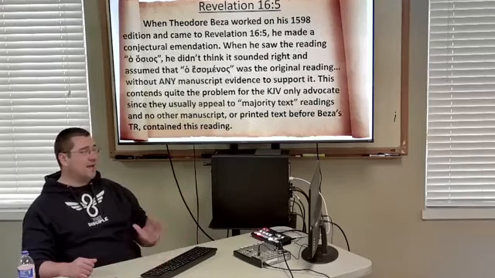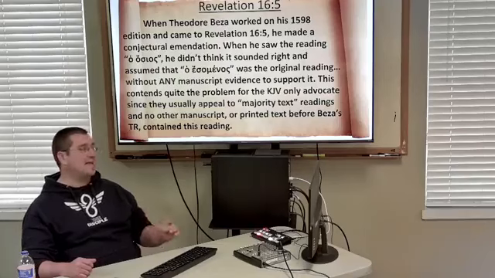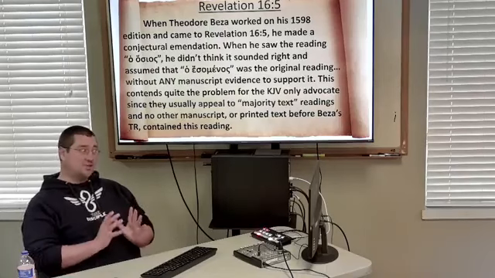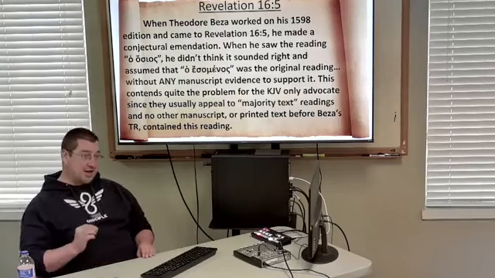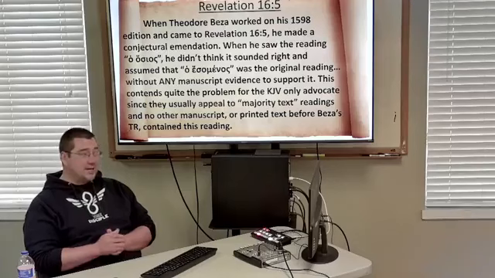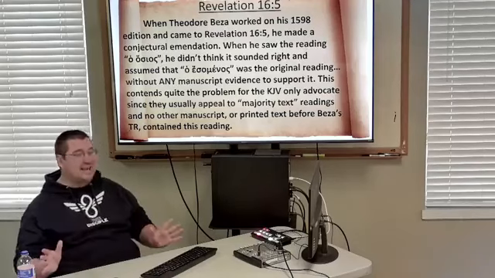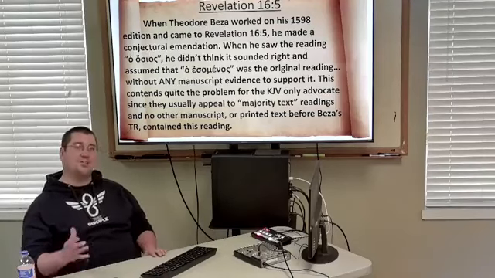So Theodore Beza, when he worked on his 1598 edition, when he came to this Revelation 16:5, he made a conjectural emendation. When he saw the reading, ho hosios, O Holy One, he didn't think it sounded right. And he assumed that ho esomenos, who shall be, was the original reading. And so without any manuscript evidence to support it, he changed it.